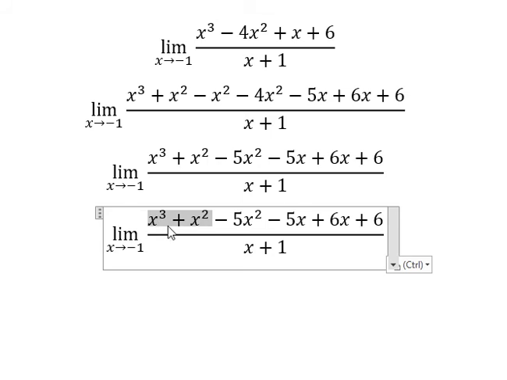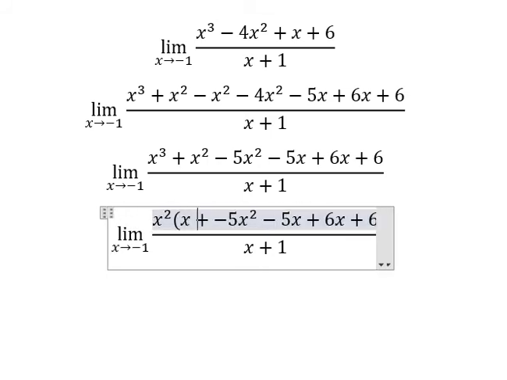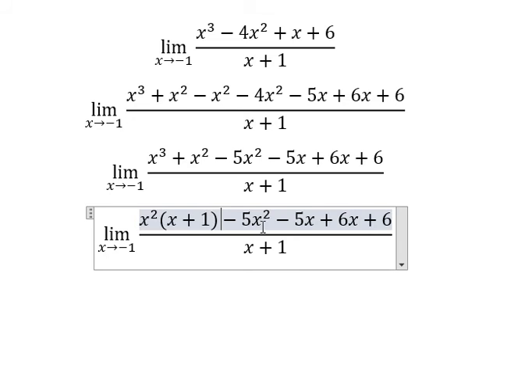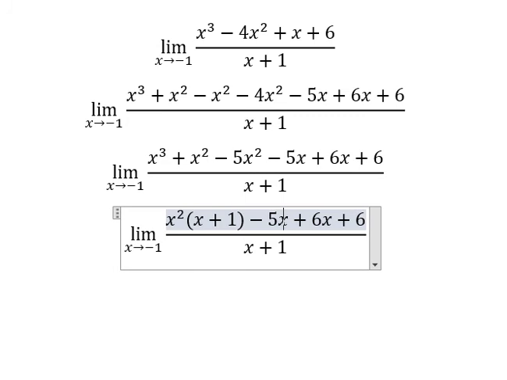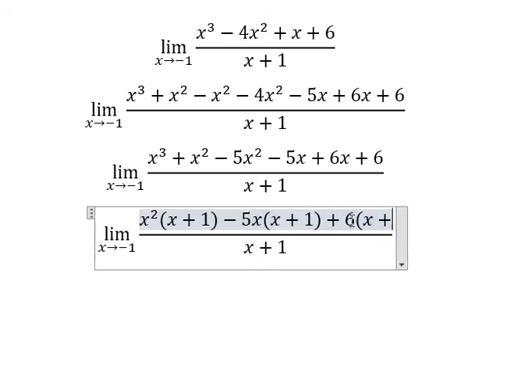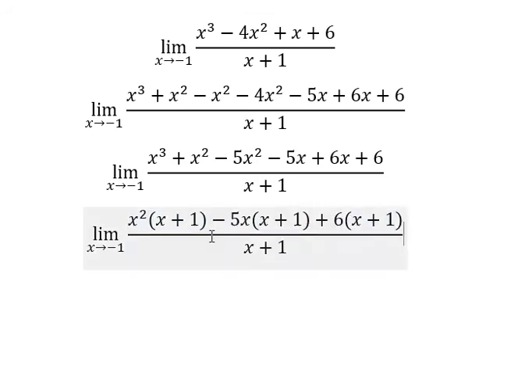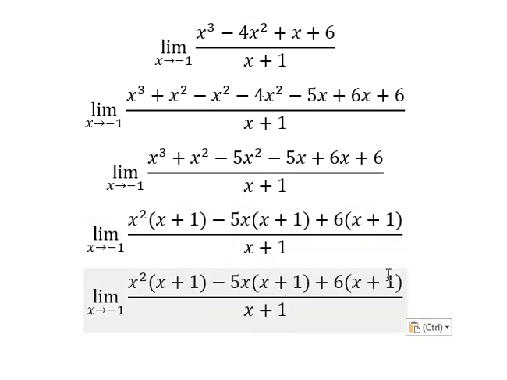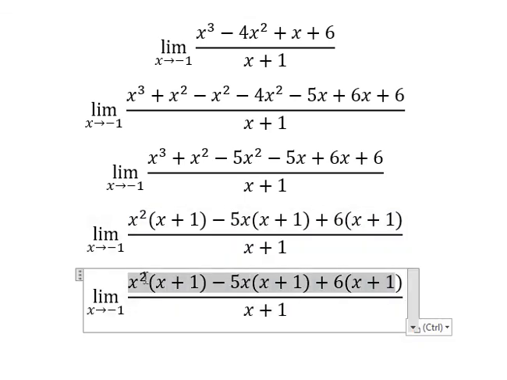This one we can do factorization. Negative 5x squared with negative 5x, we can do another factorization. 6x and 6, we can do another factorization. Now we have x plus 1, we can do another factorization.